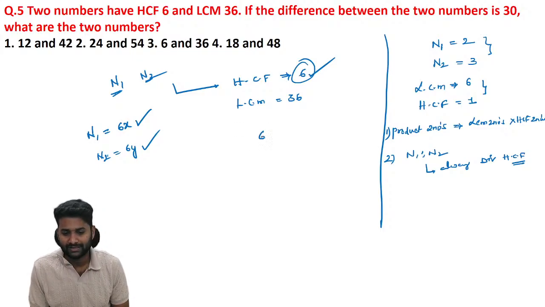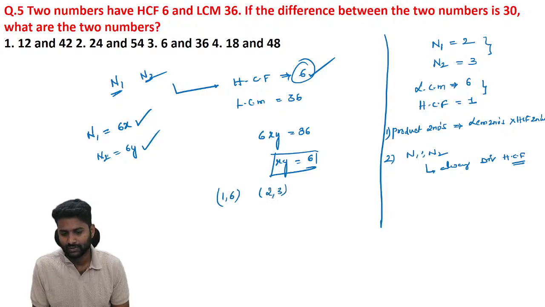But what about the LCM? LCM is 6xy. 6xy is equal to 36, then xy is equal to 6. Now, what are the two possible factor pairs here? 1 comma 6 is a pair of factors, and again 2 comma 3.